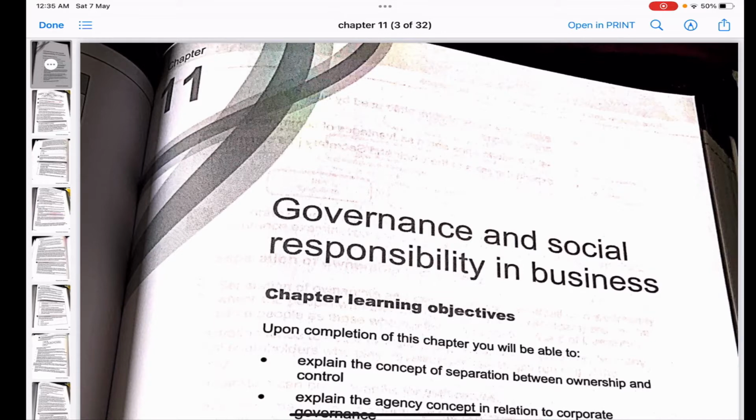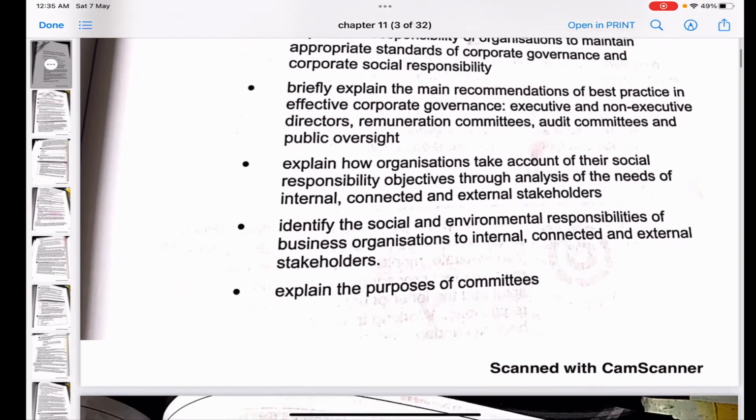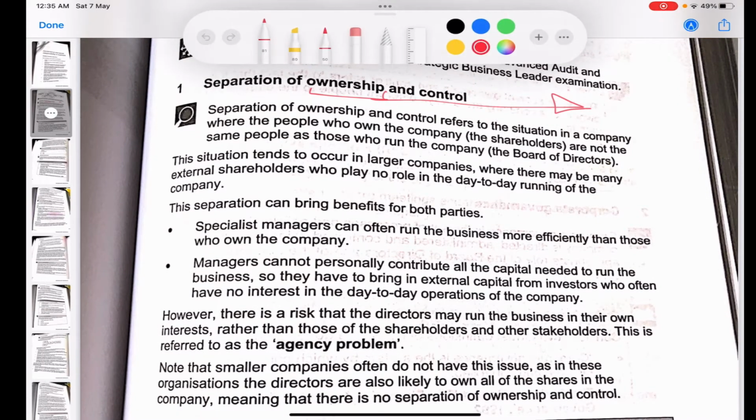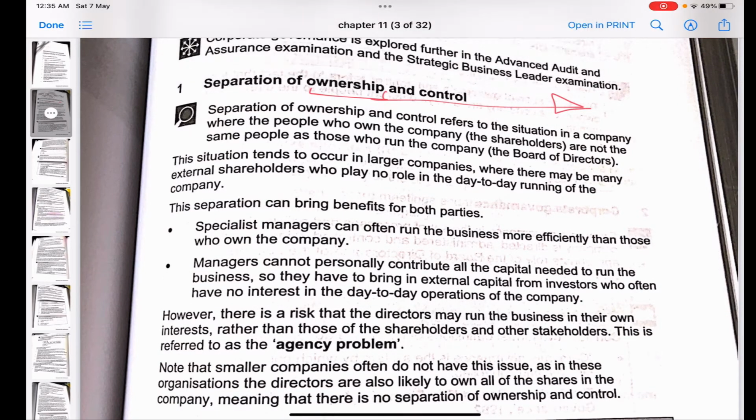So as you all know, every business has a social responsibility and some rules, policies and procedures to follow. That's what we're going to study in this. It is a lengthy chapter, but at the same time it is very easy. Okay, so the first topic is separation of ownership and control.